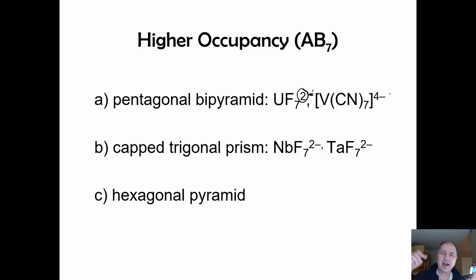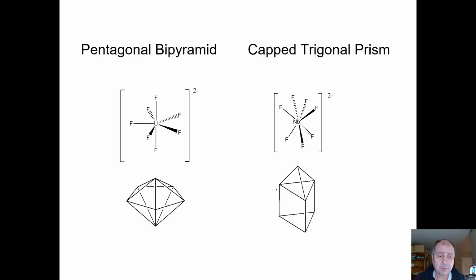You now have 5 atoms in the equatorial positions, and then one on top and the bottom. So that's your 7. There's also a capped trigonal prism that also has AB7, and then there's a hexagonal pyramid. So you have 6 in the base and then just 1 up top. So there's all kinds of funky shapes. No example here. Take note. It's just a shape that's possible mathematically.